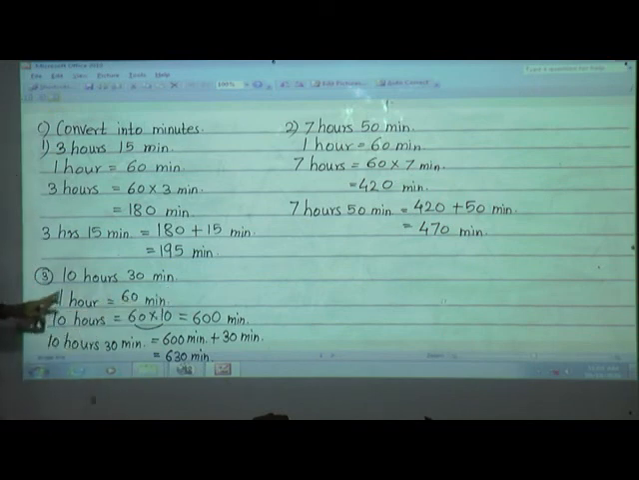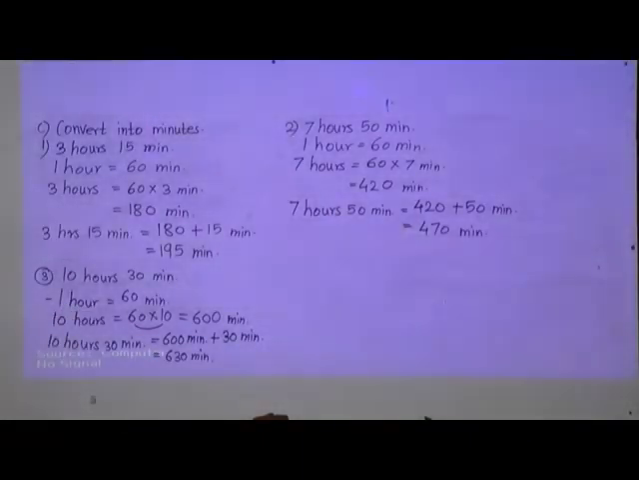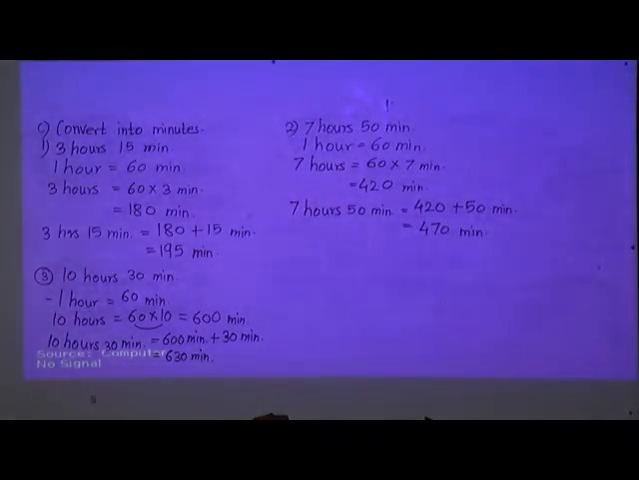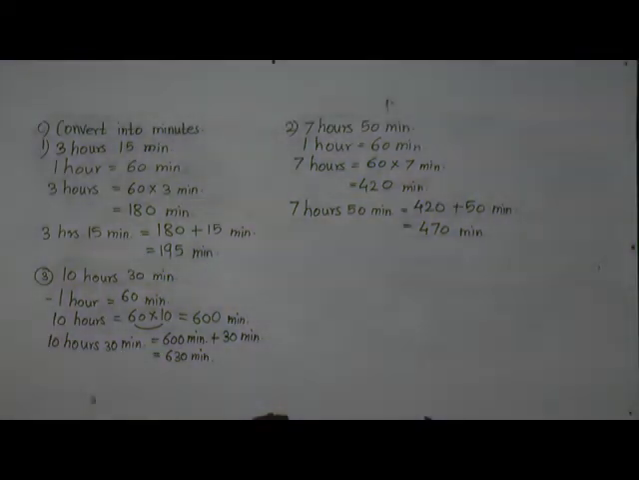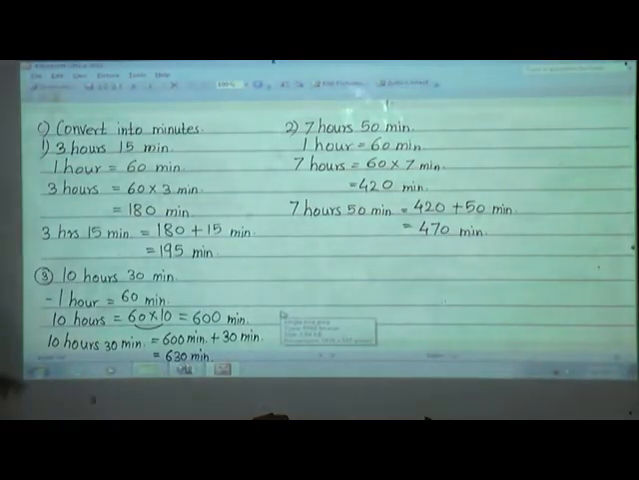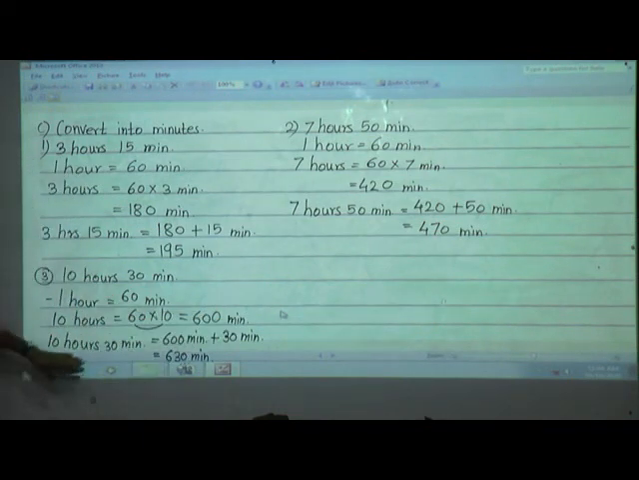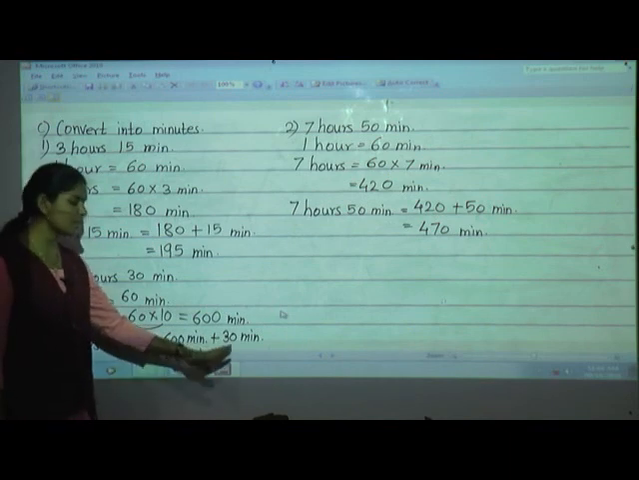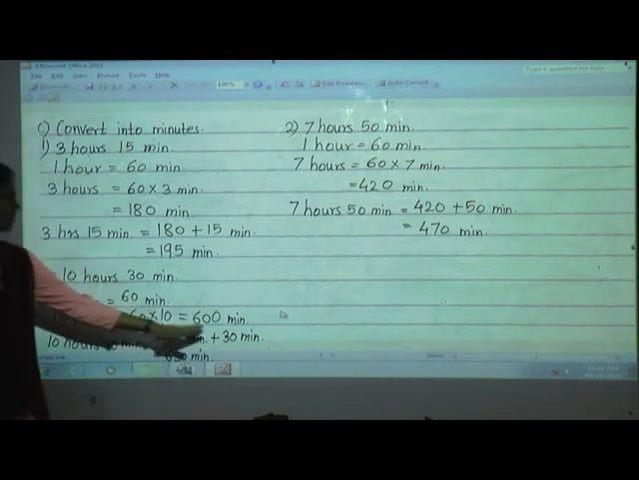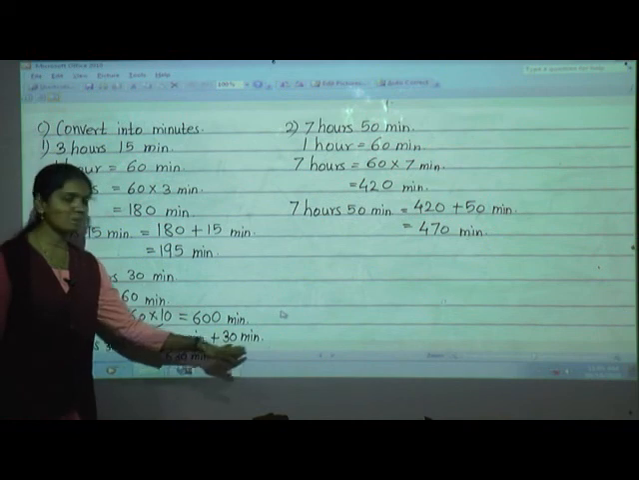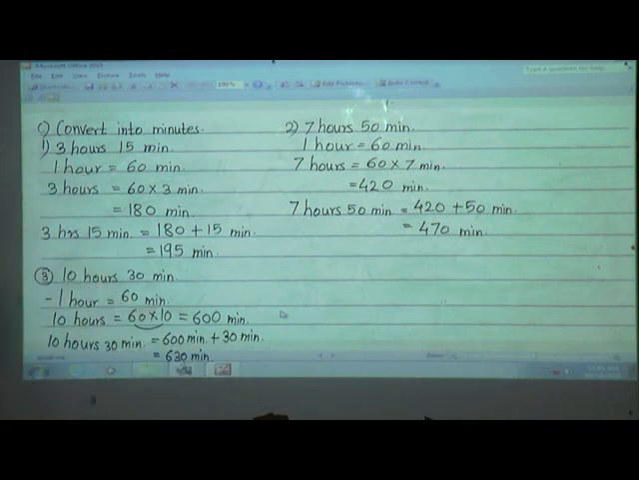10 hours 30 minutes is equal to what? First we have to convert this 10 hours into minutes. So here we have written 1 hour is equal to 60 minutes. So 10 hours is equal to 60 into 10. 60 into 10 means 600 minutes. Now 10 hours 30 minutes is equal to 600 plus 30, because 10 hours is equal to 600. So 600 minutes plus 30 minutes, that is 630 minutes. Okay. Now last one more example we will see.